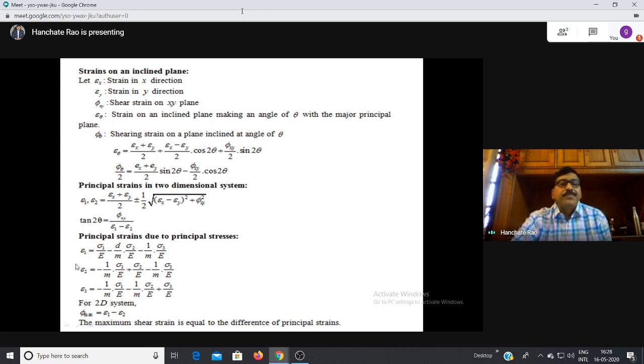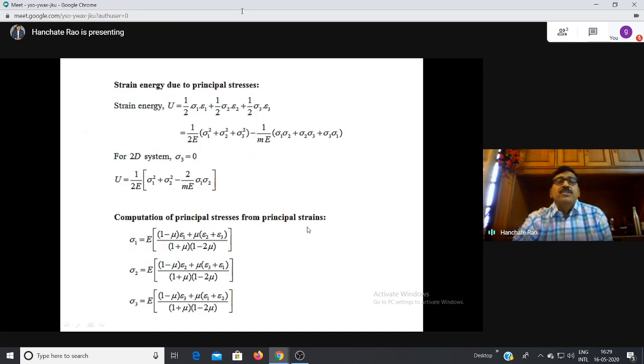From generalized Hooke's law, epsilon 1 is equal to sigma 1 by E minus 1 by m times sigma 2 by E minus 1 by m times sigma 3 by E, where 1 by m is Poisson's ratio. Okay, direct strain is divided by E, and lateral strain will be, similarly, epsilon 2 equals sigma 2 by E minus 1 by m times sigma 1 by E minus 1 by m times sigma 3 by E. Similarly epsilon 3 will be sigma 3 by E minus the other terms. The shear strain phi max will be equal to epsilon 1 minus epsilon 2 for a two-dimensional stress system.